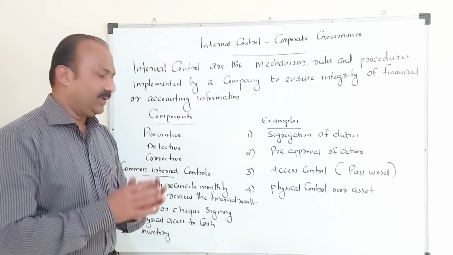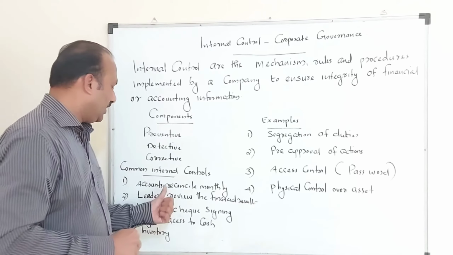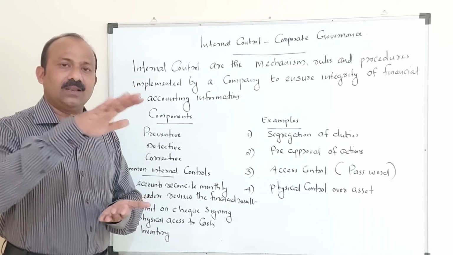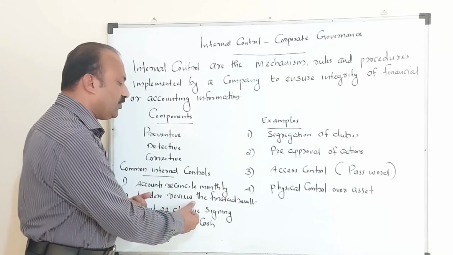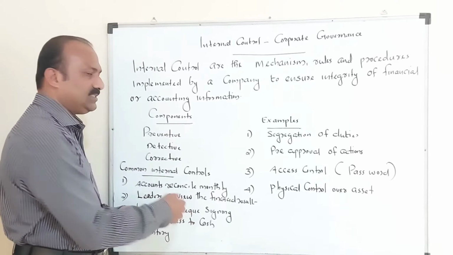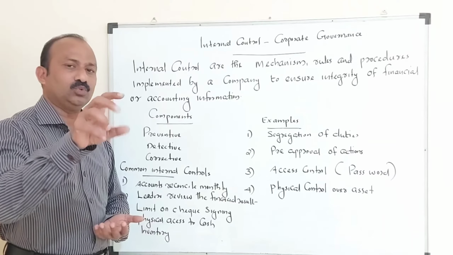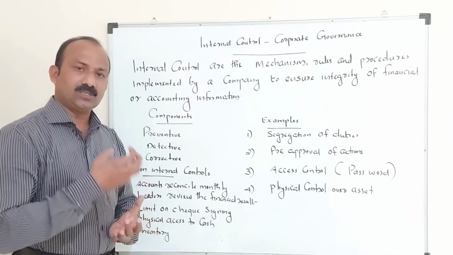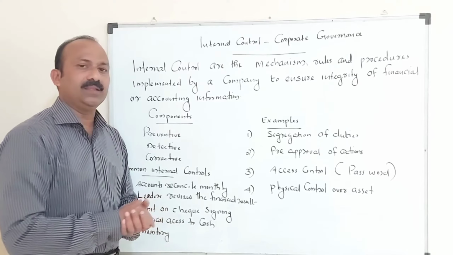So what are the common internal controls adopted by the companies? Accounts reconciled monthly. All the GL accounts you can reconcile monthly. This is a good internal controlling system. Then leaders will review all the financial results of the organization. Limit on check signing. Not all people have the authority to sign the checks of the organization. Then physical access to cash. Only some of the people have access to the cash and inventory keeping.